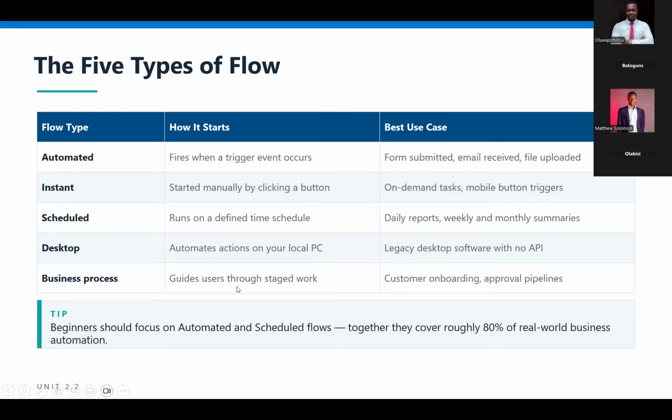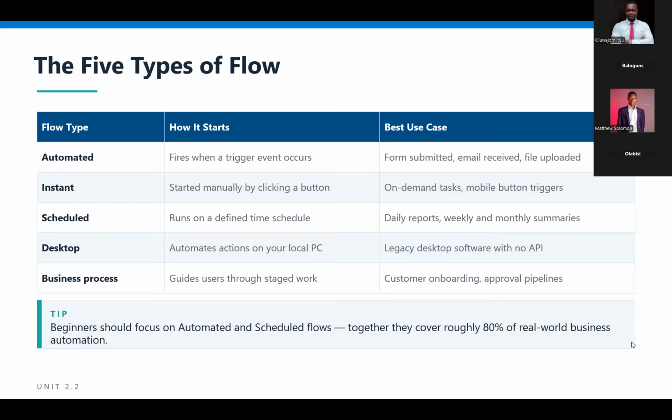Then we have the business process flow, which we'll not really be getting into because most use cases are covered by the others. So business process is just guiding users. When you are working in an organization, you see something that is guiding you towards the next step. You are using an application, it's telling you this is what you should do next, this is what you should do next. That's a flow as well. So that is what we call business process.